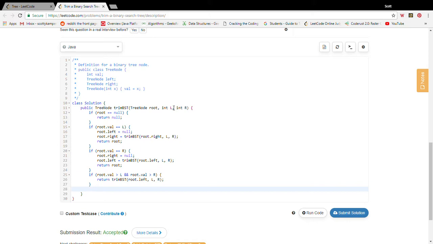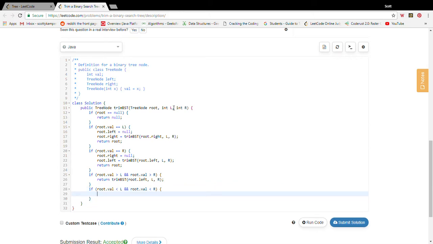And you can probably guess what's coming here as well. What happens if it's less than left and right? Simple, right? It's just the reverse. Everything in the left subtree and the root must be trimmed away. So we'll return the recursive call of the right.